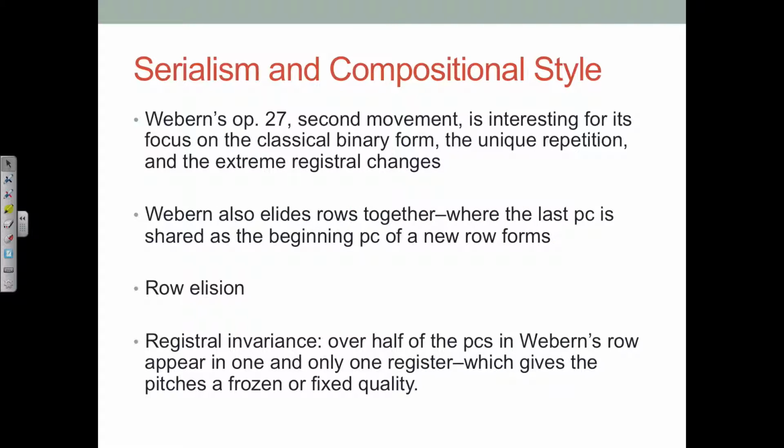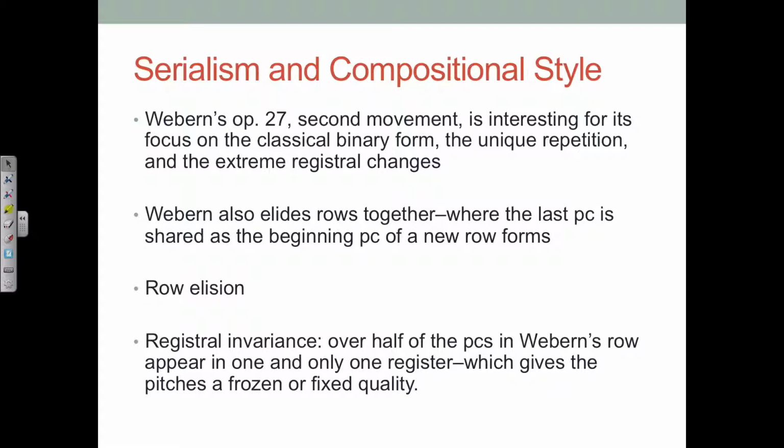So a little bit about how this is used in the compositions in terms of style. Webern's Opus 27, the variations, the second movement, which we looked at, is really interesting because it focuses on this kind of classical binary form. In fact, we even thought that it might be related to rounded binary form. It also uses something that's unique. It uses repetition. We usually don't think of serialism and repetition being reconcilable, but certainly Webern finds a way to do that, especially in many different ways in this piece. And so that's something that's very interesting in terms of its style.